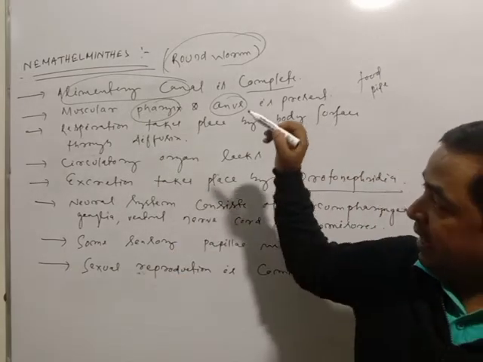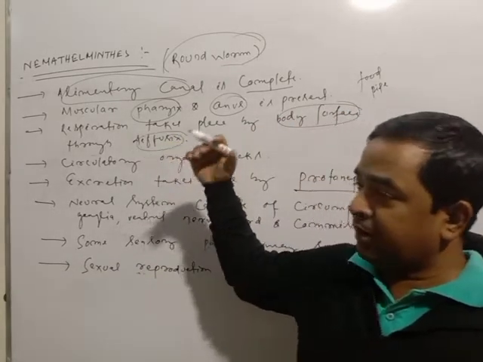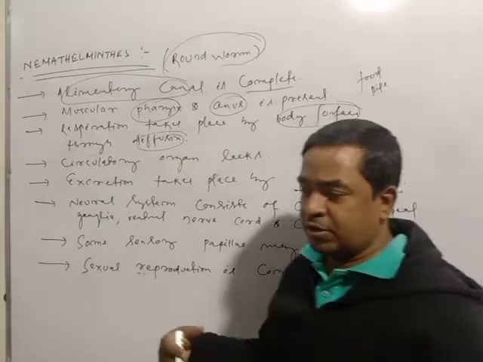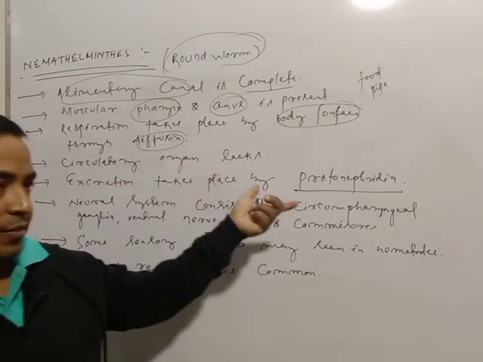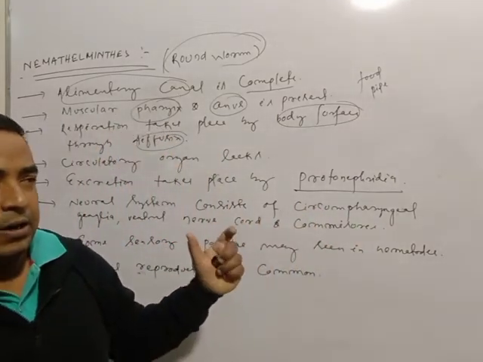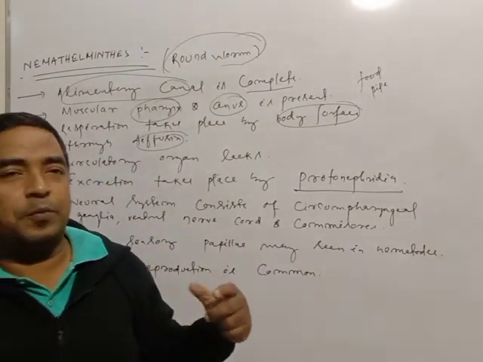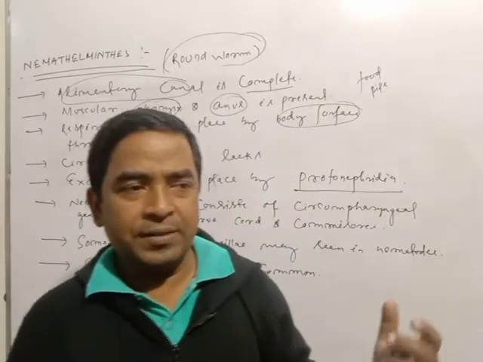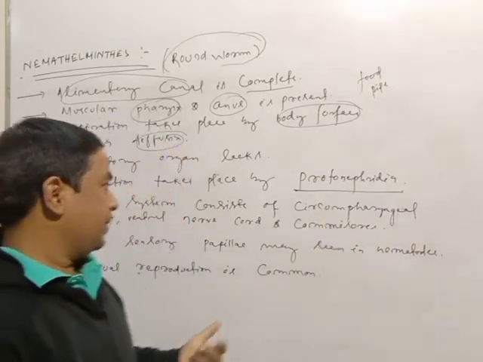Anus is there for removal of undigested food material from the body to the outside. Now, respiration takes place by the body surface, which occurs by diffusion. That means transfer from higher concentration to lower concentration, or it is a process of intermixing. Now, a circulatory organ is lacking, that means a definite pumping organ is not seen here. Instead it contains hydrolymph, through which transportation of gases, food materials or waste materials from one place to another takes place.